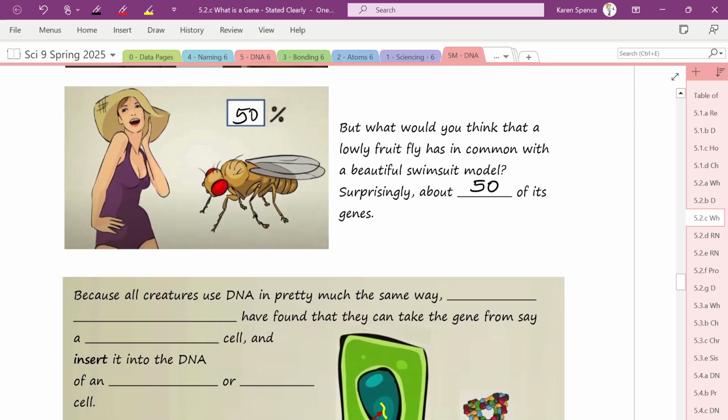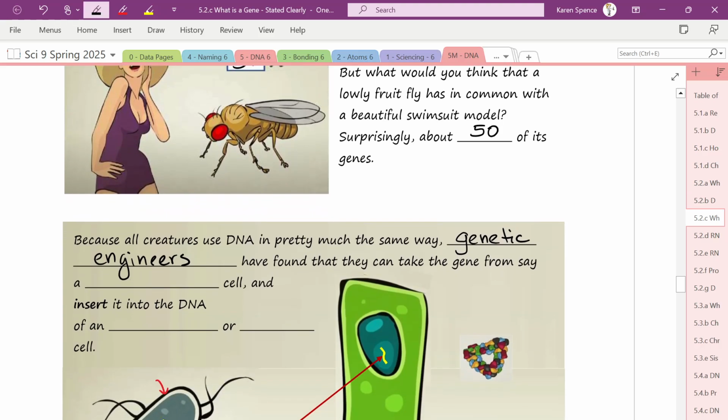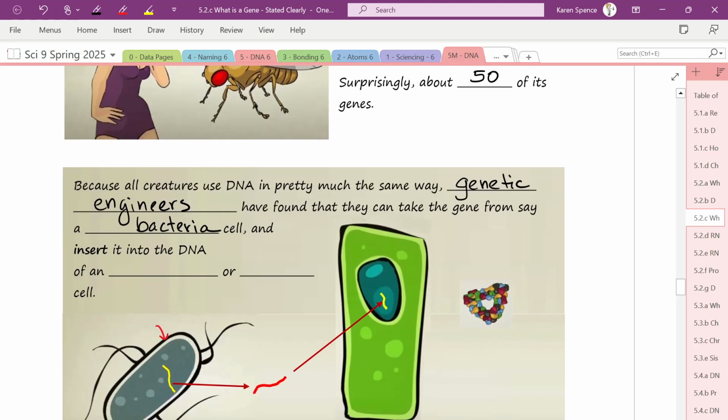Because all creatures use DNA in pretty much the same way, genetic engineers have found that they can take a gene from, say, a bacteria cell and insert that DNA into the DNA of a plant or animal cell.